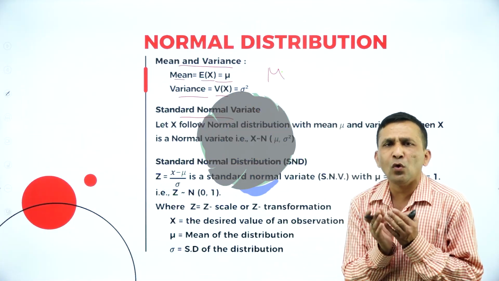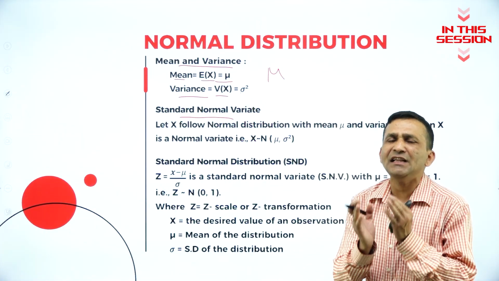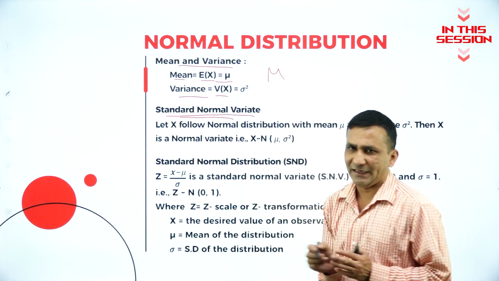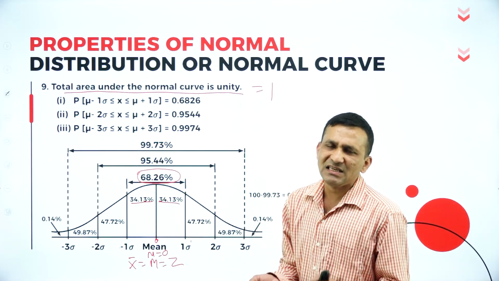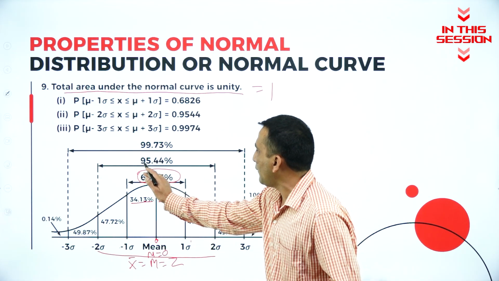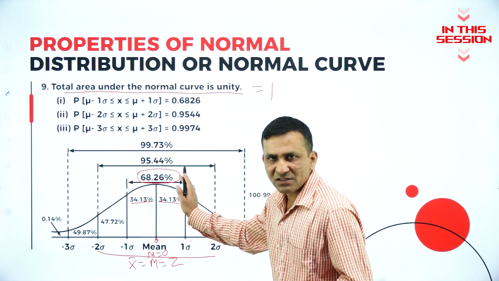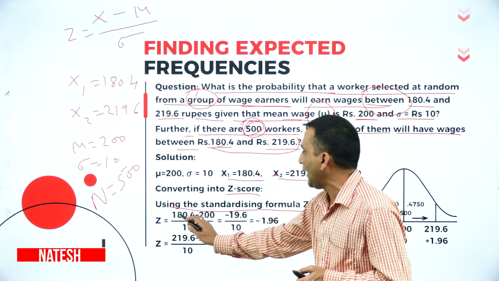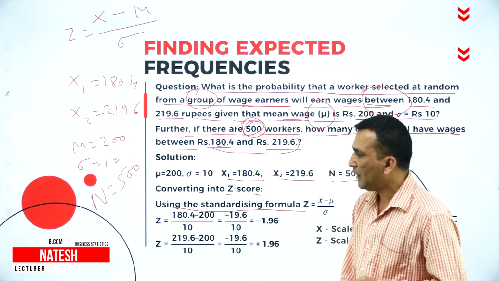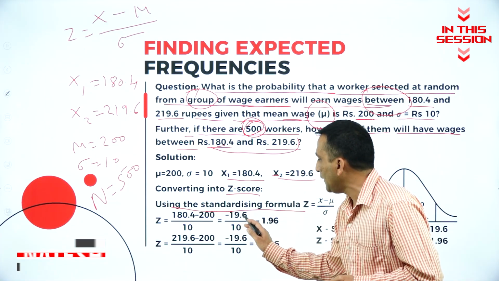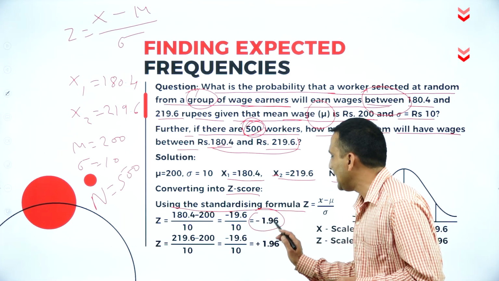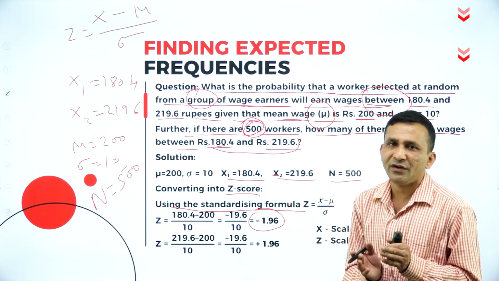We are trying to set some standard in the normal distribution. That's what we call a standard normal variate. If you go for minus 2 standard deviation from the mean, the area covered is 95.44%. The formula is 180.4 minus mu, given in the question as 200, divided by 10. If you subtract, we get 19.6 divided by 10. We get 1.96. Again, we need to refer to the table.